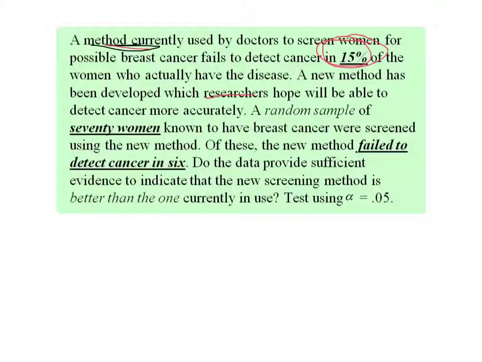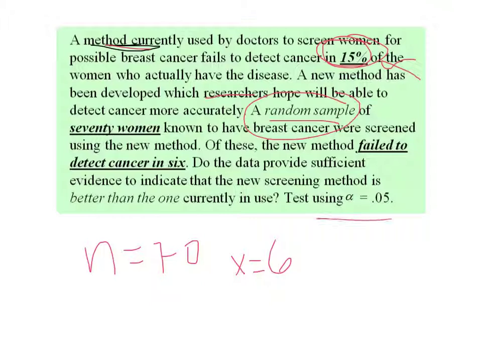So they conducted a random sample, which is important. We have random samples, so we can use inference techniques. They said there were 70 women, and they missed 6 cancers. So that's the data from the sample, and we're going to try to compare that to this old method failure rate of 15% and see if something more than chance random variation is at work here. Then they give us this alpha level, and we'll talk about that in a minute.